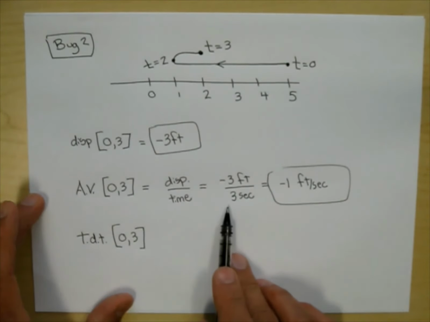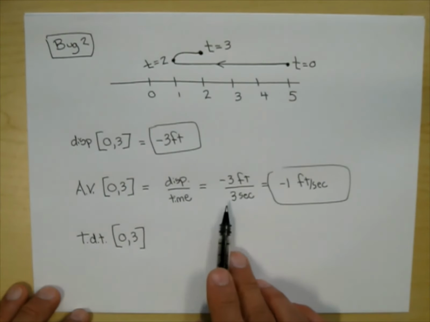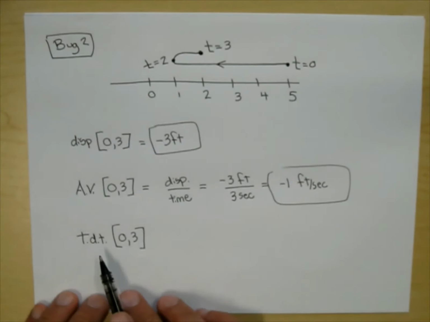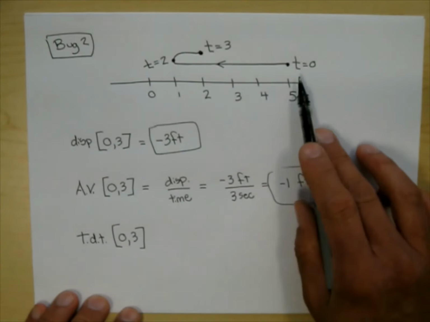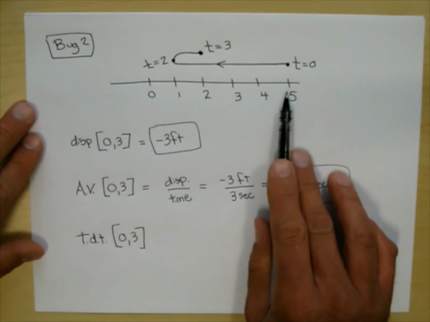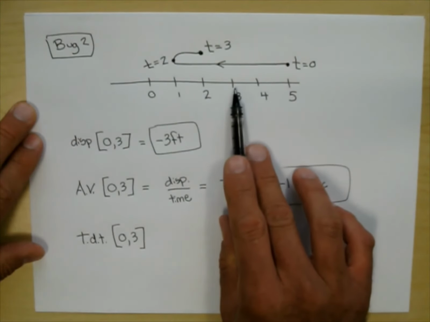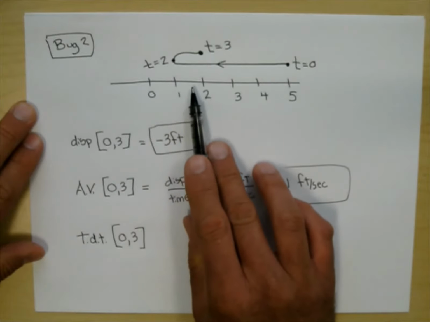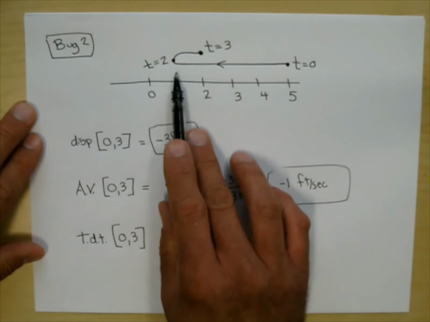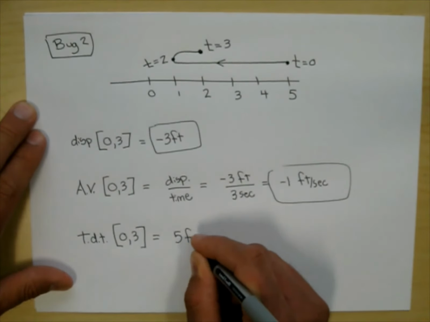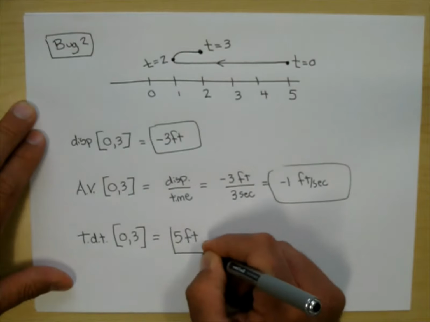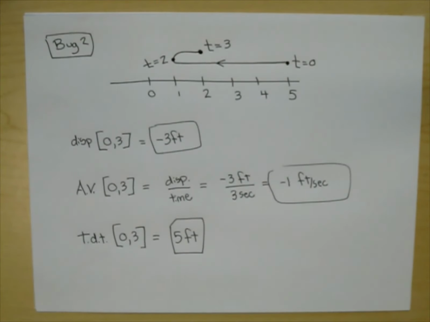Now, is there a formula for this? Yeah. Is there a graphical meaning for this? Yeah, we'll get into that in the other bug handouts. Total distance traveled within the time interval from 0 to 3, so from here to here. Total distance traveled is you just track it on the number line. 1, 2, 3, 4, 5. I mean, that's the total distance that he traveled. So total distance traveled is 5 feet. Will always be a positive number for these problems. And so that is bug number 2.